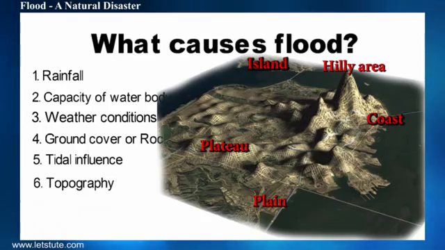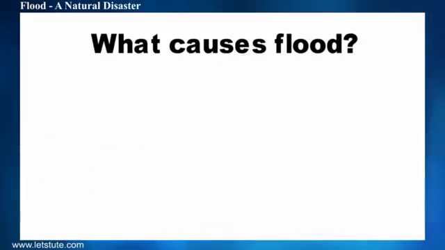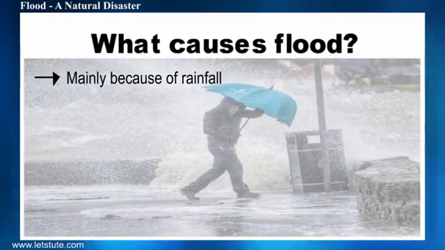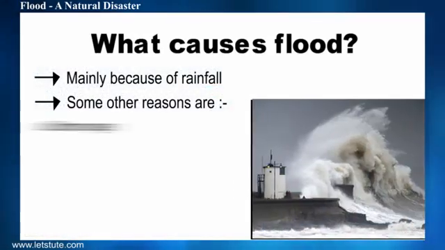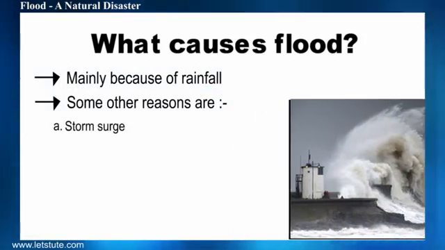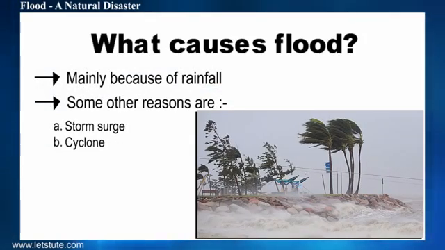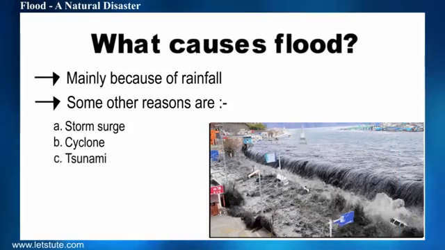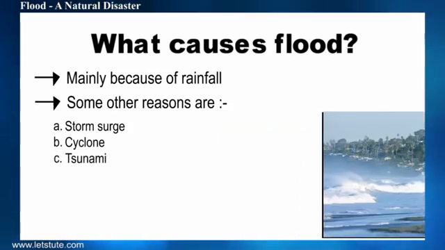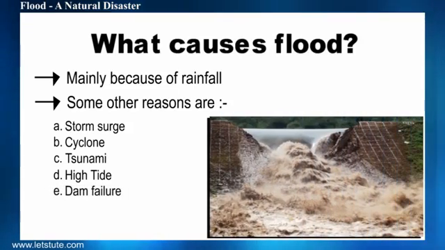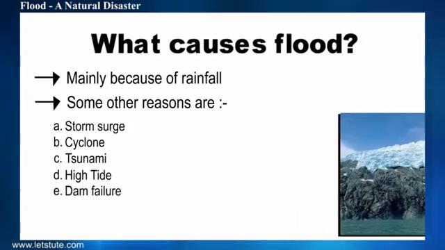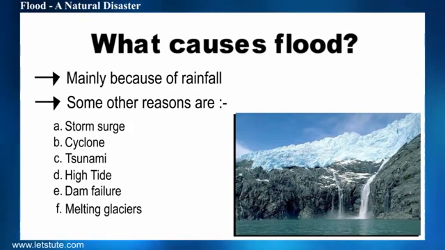Topography, the physical structures, as to whether it is a hilly area, a plain or a plateau or a coast or an island. Well, we can say flooding occurs most commonly from heavy rainfall, but not necessarily always. They can result from other phenomena like a storm surge, usually associated with cyclone, tsunami, or a high tide during rainfall, or maybe because of a dam failure or melting glaciers.